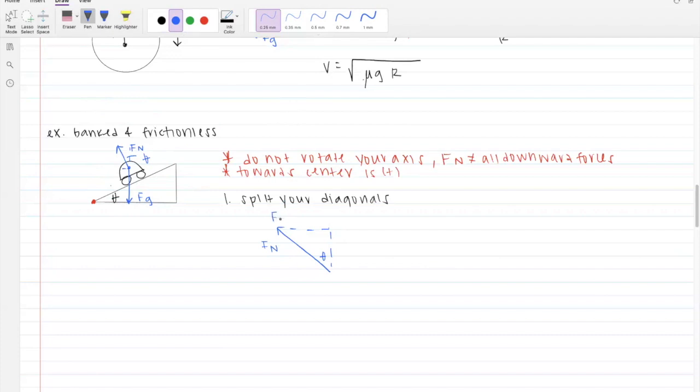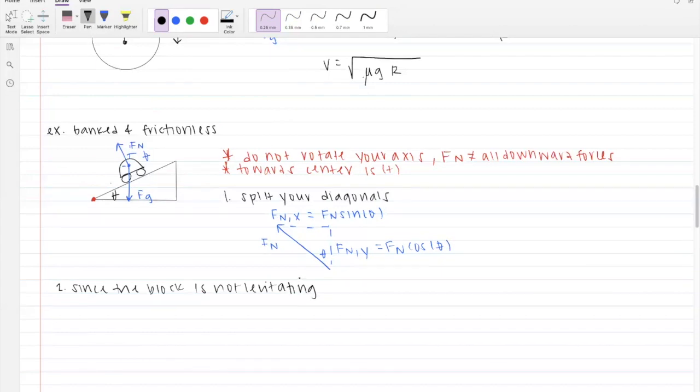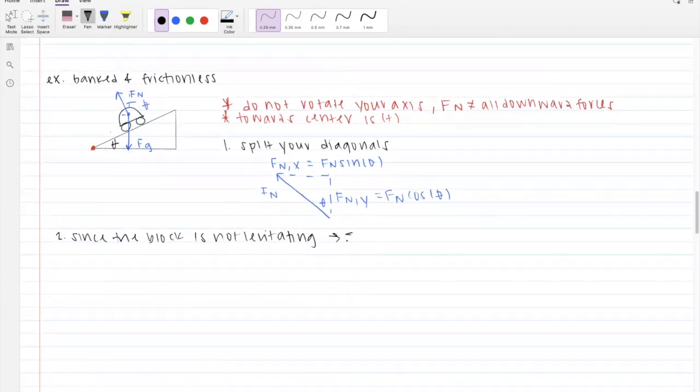So we have the x portion, this normal force, which is Fn sine theta. And this is Fny, which is cosine theta. Now, since the block is not levitating, or I guess in more technical terms, not accelerating in the y direction, the sum of all the forces in the y direction has to equal 0.